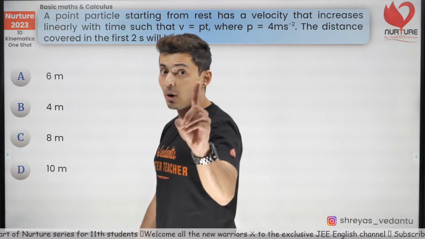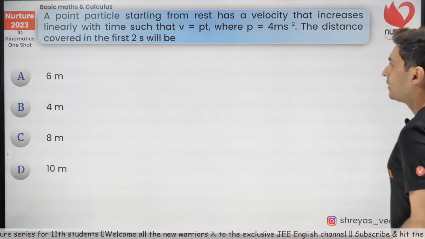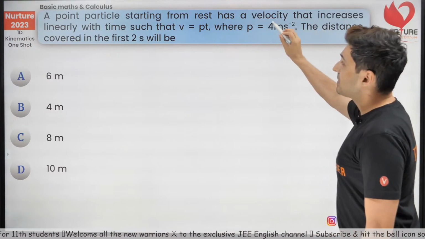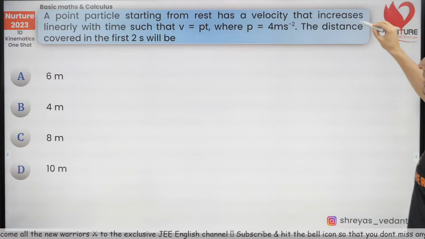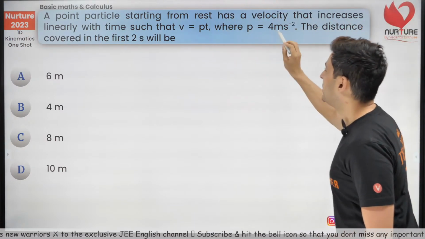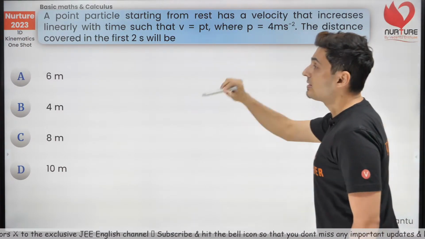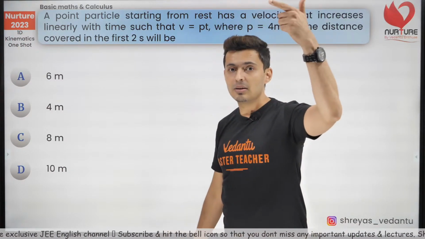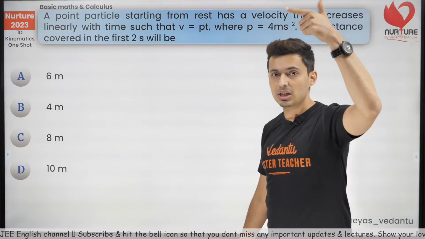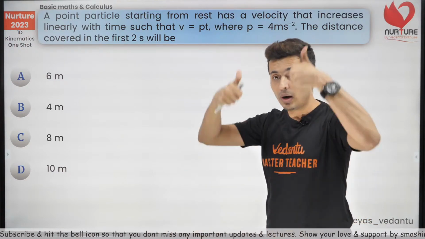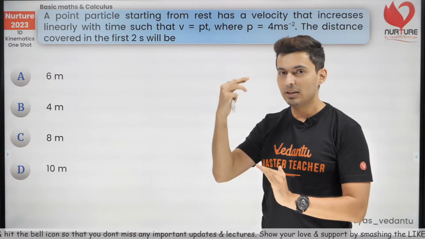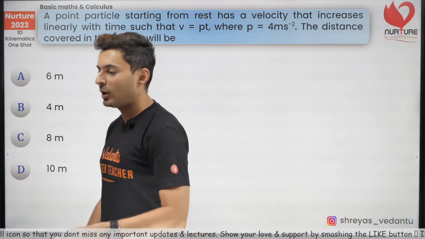Very interesting question. Probably, hint, integration. Why? Because it's mentioned in the question a point mass which starts from rest has some velocity. P is some constant. Then distance. Remember the table? Distance or position, velocity, acceleration. When you go down, it's derivatives. When you go up, it's integration. So from velocity to displacement. That's your hint.